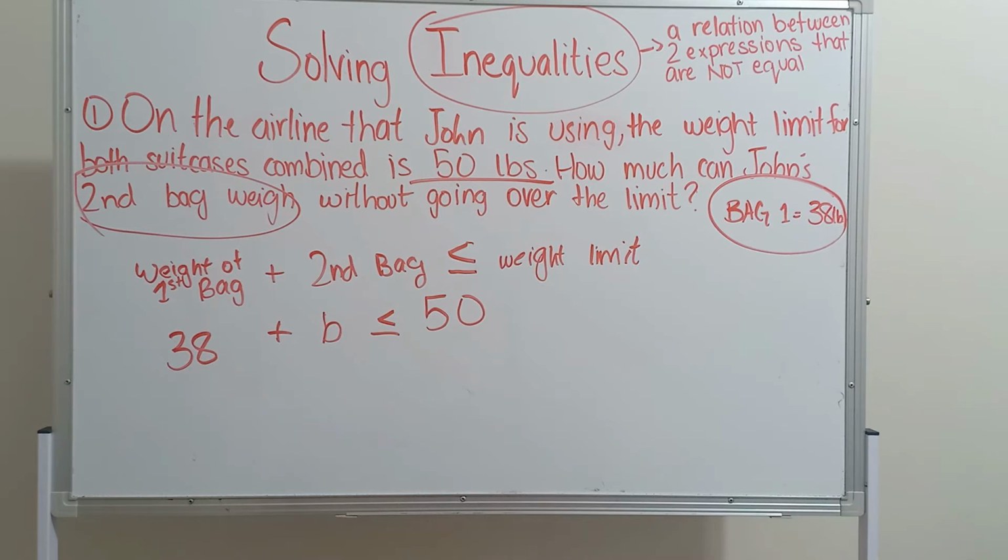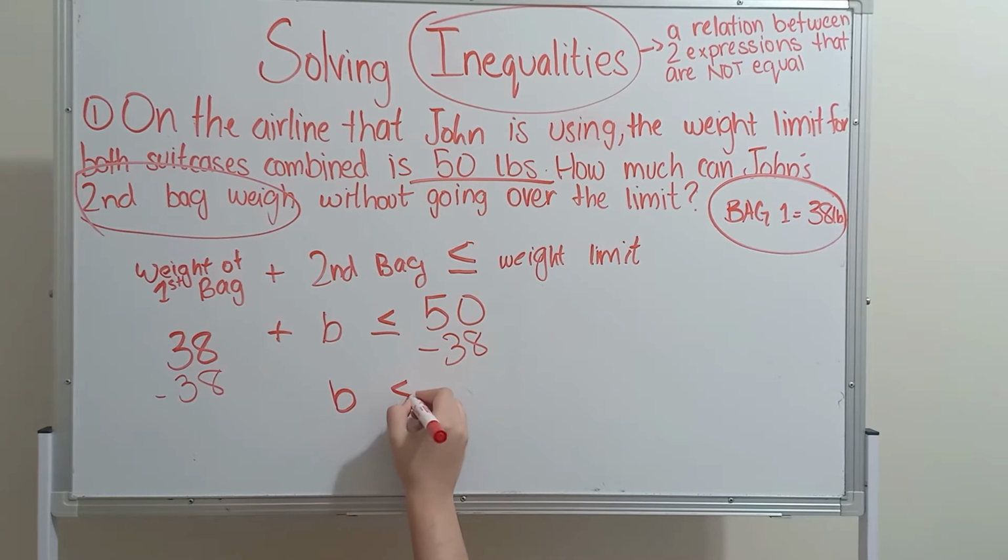First, we have to isolate the variable. So we have to subtract 38 from both sides to make sure that we have the variable b only. Subtract 38, and we will have b is less than or equal to, and 50 subtract 38 is going to give us 12. And we have the value here.